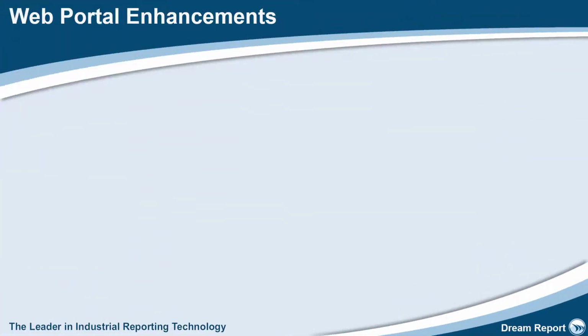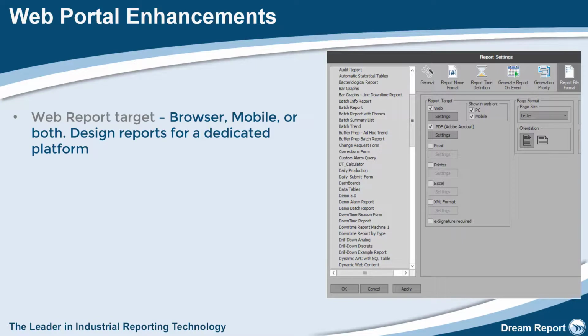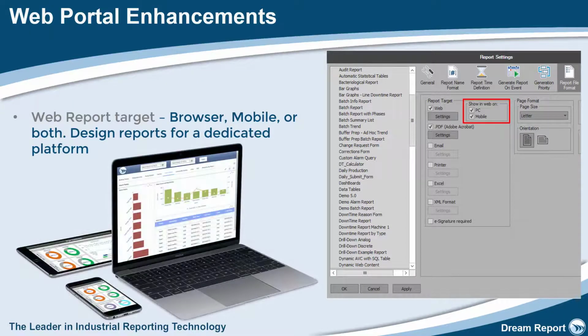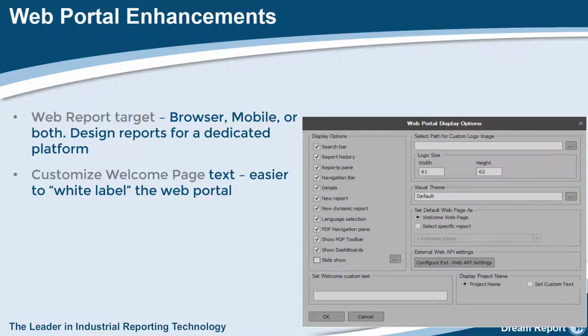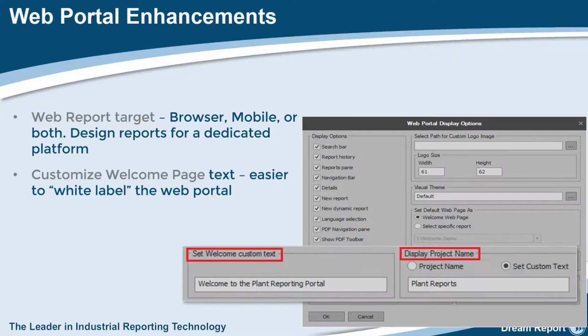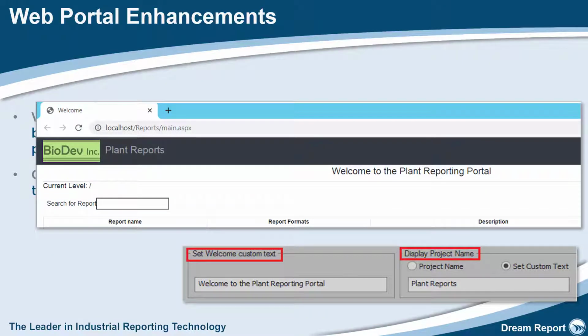You'll find several changes on the Dream Report web portal and on web reports. Now, when creating web reports, you have the option of designing the reports for a specific target browser, either laid out for a PC-based desktop browser, for a more compact mobile device-based browser, or both. It's easier than ever to customize or white label the look of the web portal. In addition to the existing options for color schemes and logo images, you can now change the name of the portal as well as customize the welcome page text.